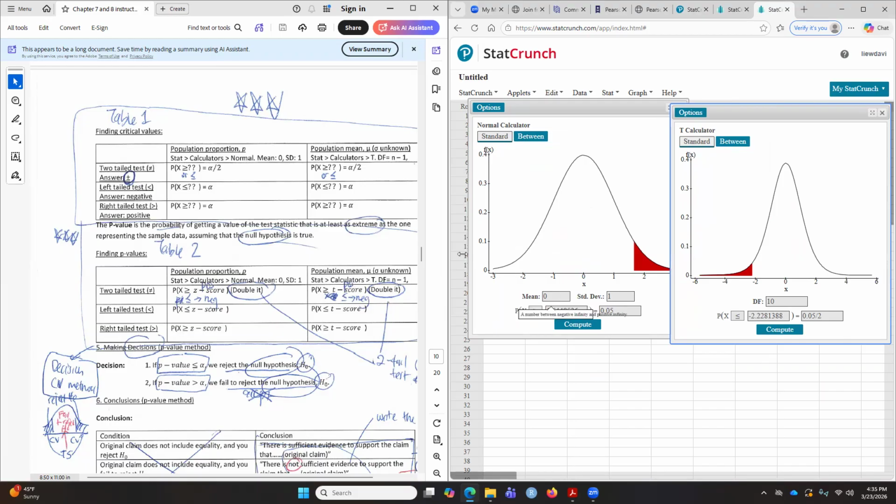Okay. For questions regarding p-values, then you just do the same thing, but this time you don't put it in the second box, you put it in the first box.